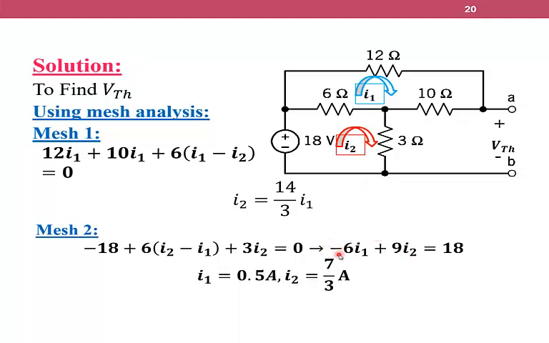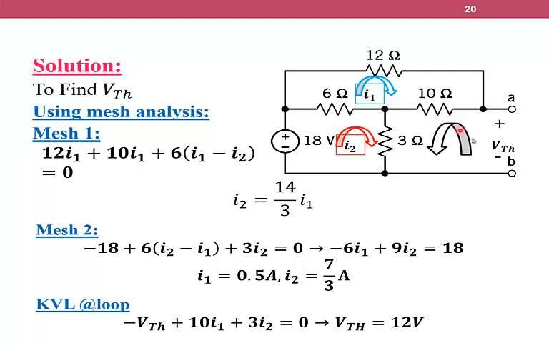Reducing the equation, we will have minus 6I1 plus 9I2 equal 18. So from these two equations, we have I1 equal half ampere and I2 equal 7 over 3 ampere. Now we are going to make KVL at this loop. Minus V Thevenin plus 10 ohm multiplied by I1 plus 3 ohm multiplied by I2 equal to 0. So V Thevenin equal to 12 volt.